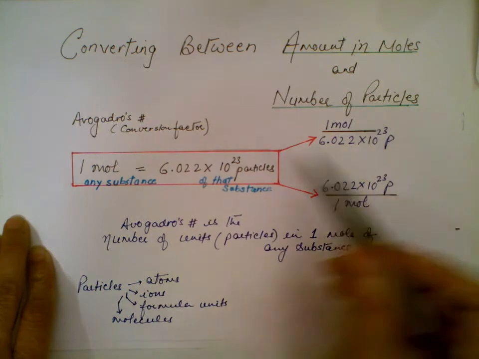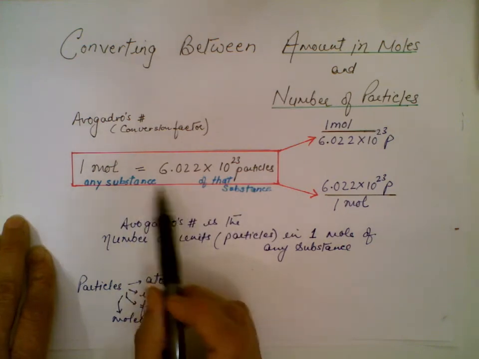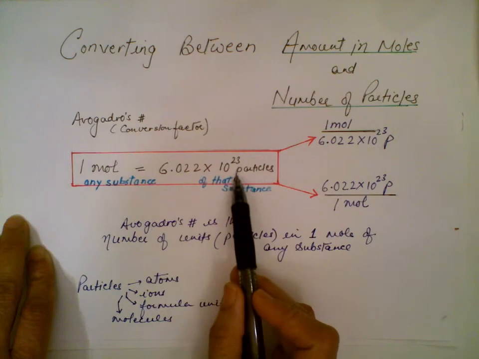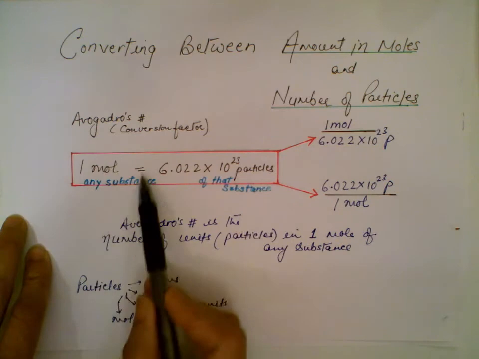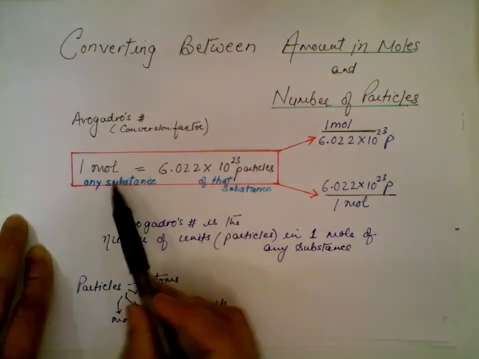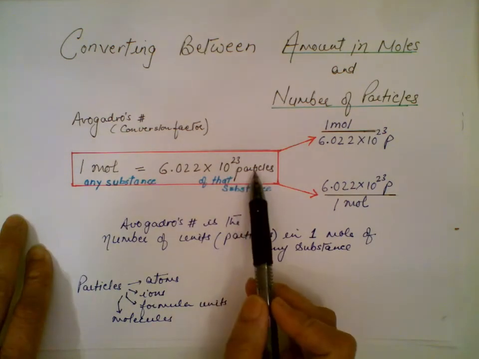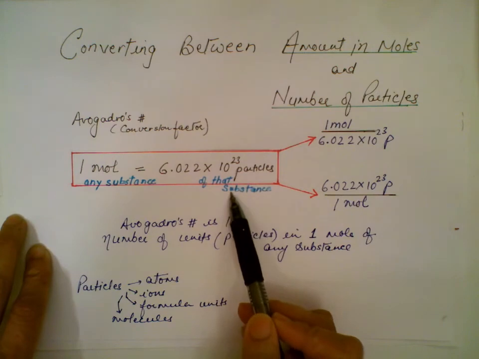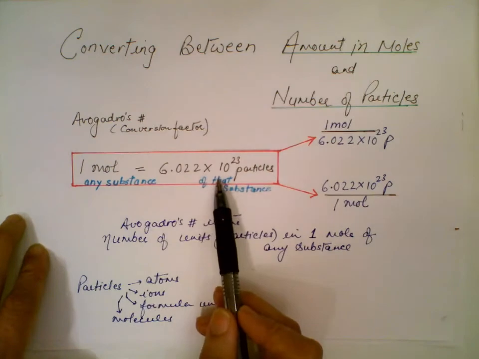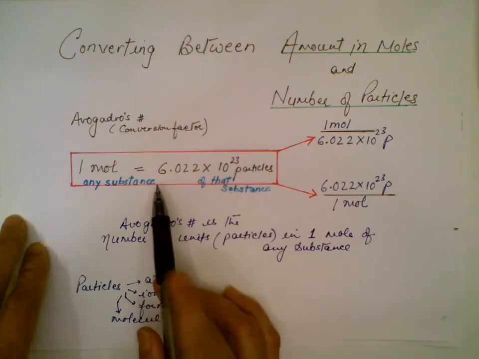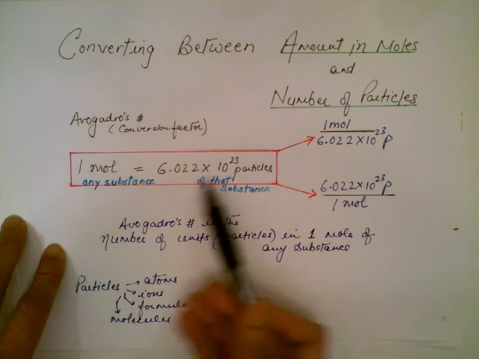And here is the real definition, the equivalent of Avogadro's number. 1 mole equals 6.022 times 10 to the power 23 particles. So 1 mole of any substance contains 6.022 times 10 to the power 23 particles of that substance. That comes from this equivalent, which is actually the definition of Avogadro's number. So Avogadro's number is just like a counting unit. Just like 1 dozen is 12, similarly 1 mole is this number.